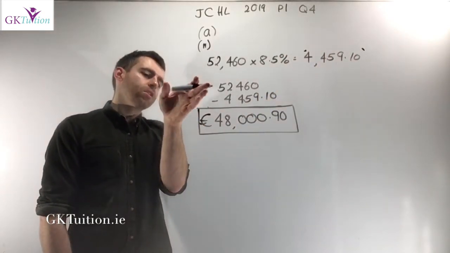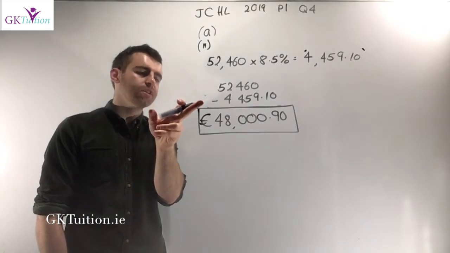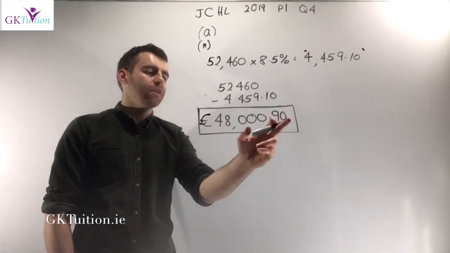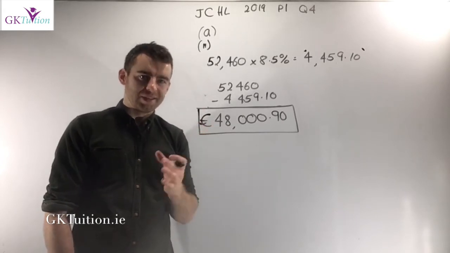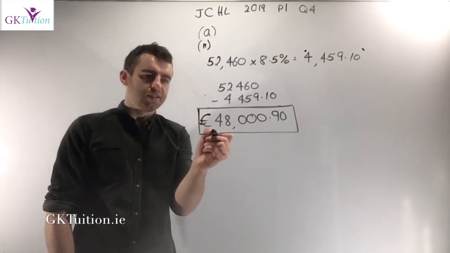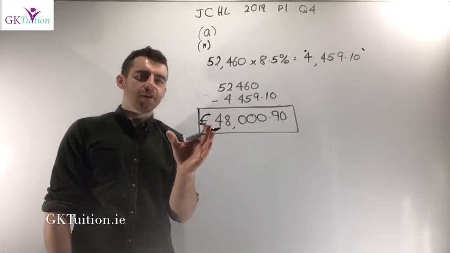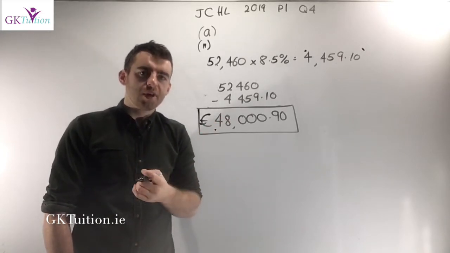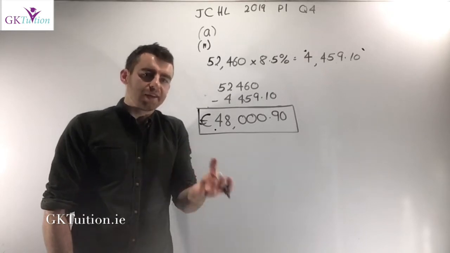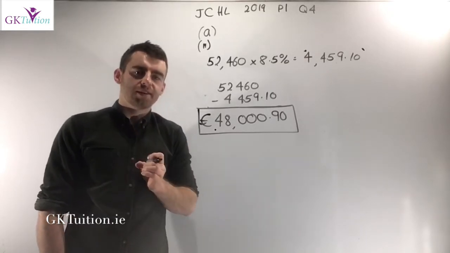The amount of money she earns minus her pension contributions leaves me with €48,090. This is the amount of money that Katie has to pay tax on. So this is her taxable income. This is the figure that we're going to use for part 2 of the question in order to work out how much tax she has to pay and then to work out her net income.